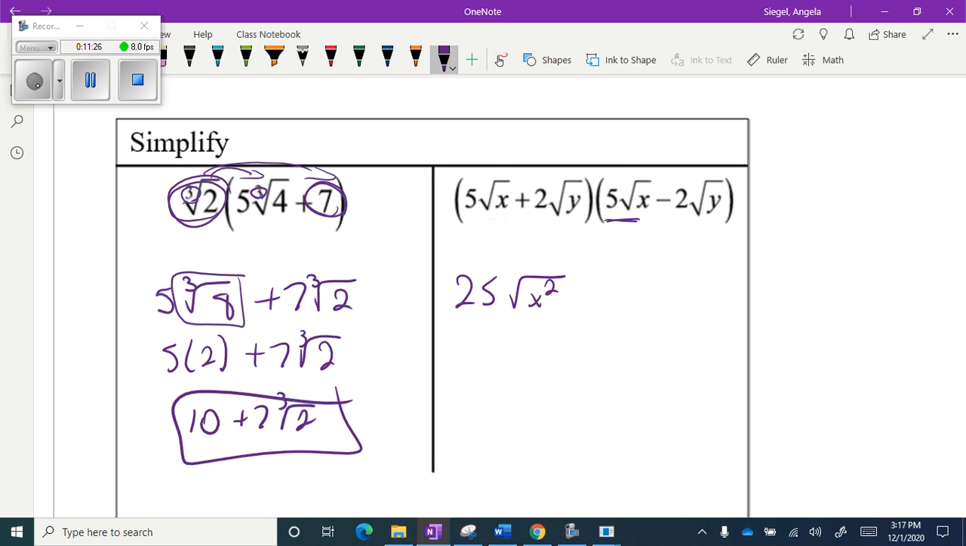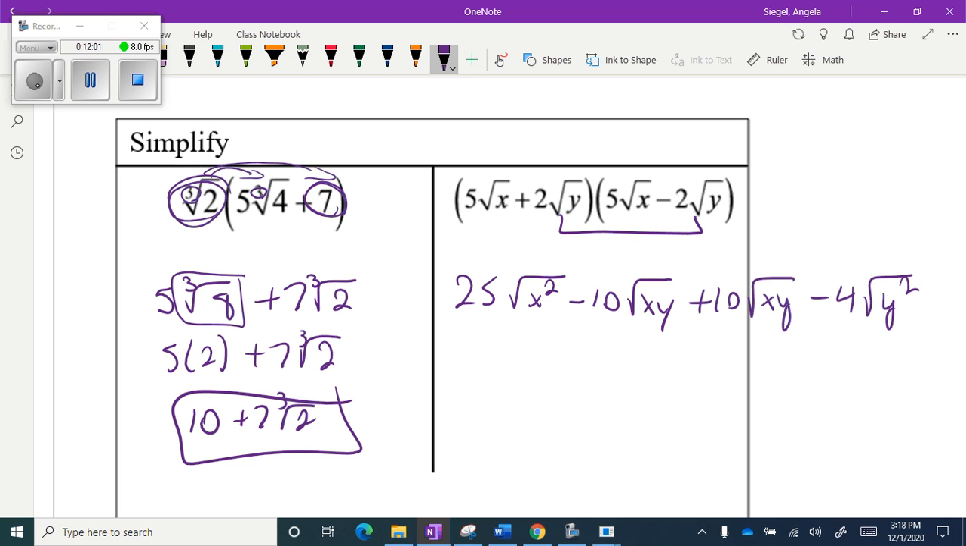Okay, let's do this one next. So notice that I still have square root. I can multiply the outside. So 5 times -2, that's -10. But on the inside, I'm going to have xy. Let's do this one right here. That's the same thing. It's going to be positive 10xy. And then the last one, so I'm doing these two here, is a -4 root of y squared.